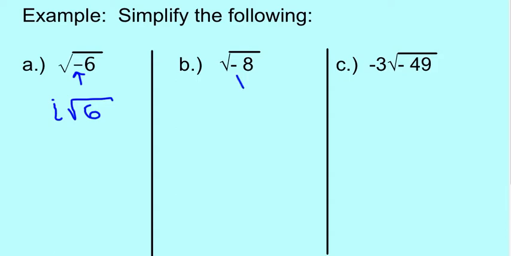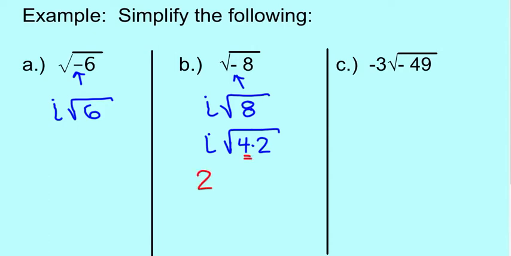The next example, again, that's an i out in front, and then square root of 8. Now see if you can break down the square root of 8. The square root of 8 can be rewritten as the square root of 4 times 2. Now if you remember, square root of 4 is 2. So this is going to go out in front as a 2, and then everything else stays as it is. The i, square root, and then this 2 stays underneath. So it's 2i square root of 2.